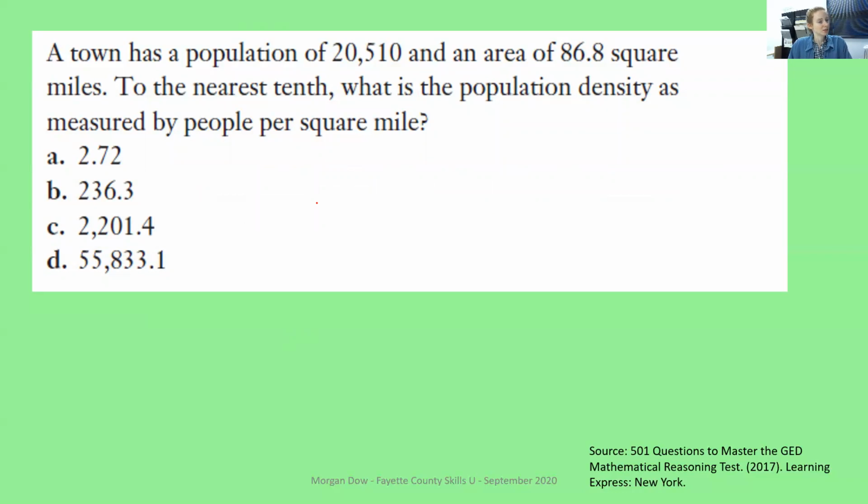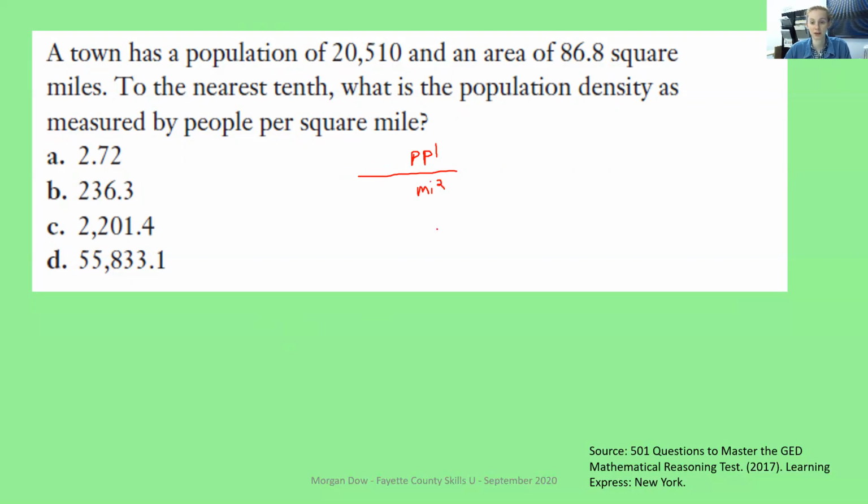All right, a town has a population of 20,510 and an area of 86.8 square miles. To the nearest tenth, what is the population density as measured by people per square mile? So we want to know the number of people per square mile. So I'm going to abbreviate square miles like this.